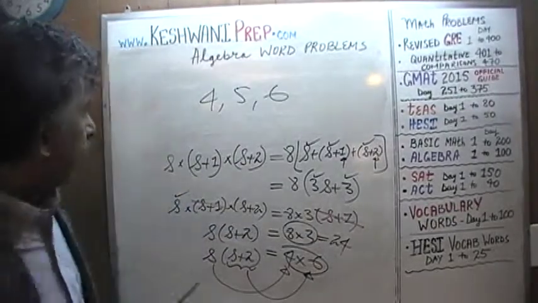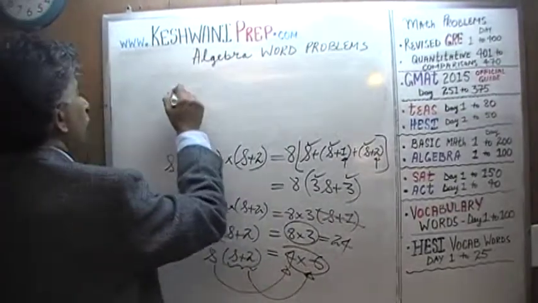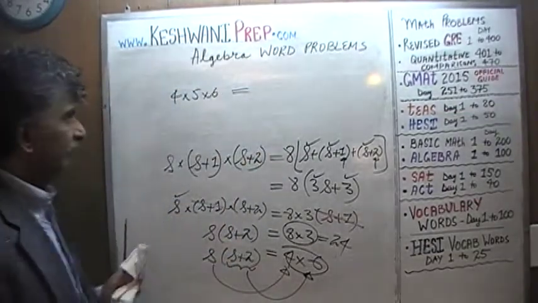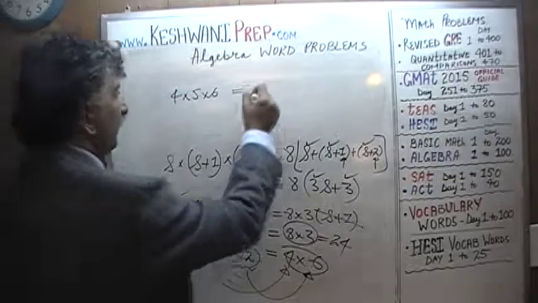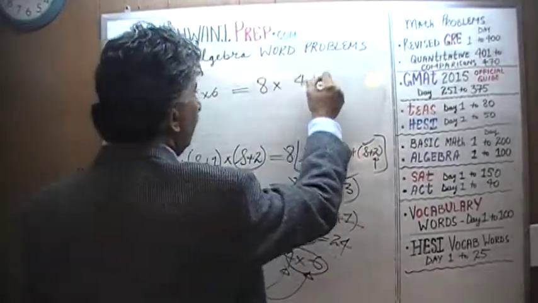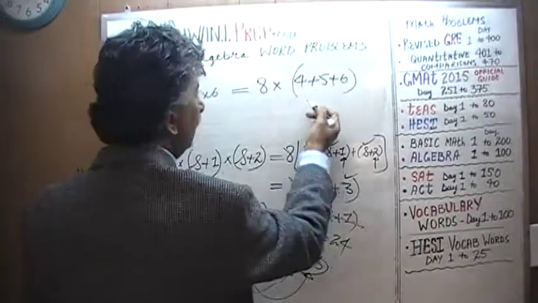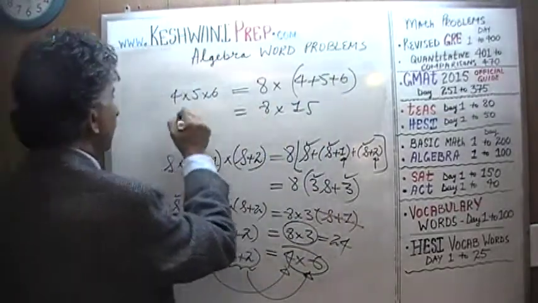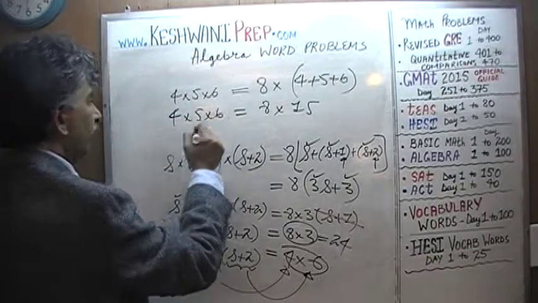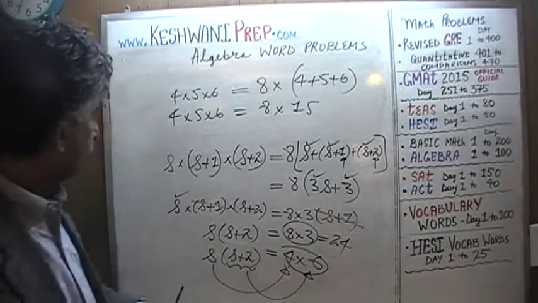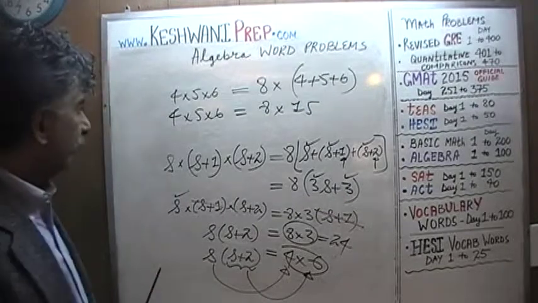Let's quickly verify it, okay? So 4 times 5 times 6, that's their product. And that has to equal 8 times their sum. 4 plus 5 plus 6, which is going to be 15. So 8 times 15 has to equal 4 times 5 times 6. Let's quickly verify that it is in fact true.